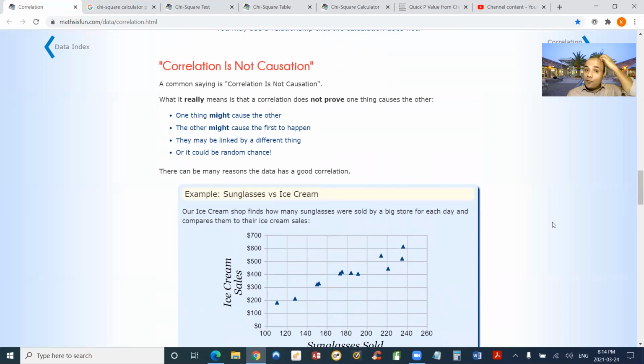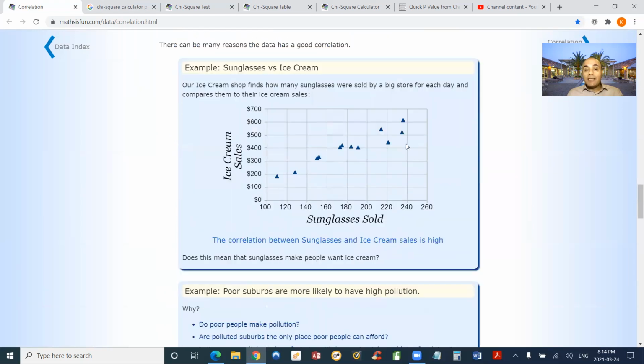Correlation does not mean causation. One thing might cause the other, or the other might cause the first to happen. They may be linked by a different thing. You never know, and you need to actually investigate that.